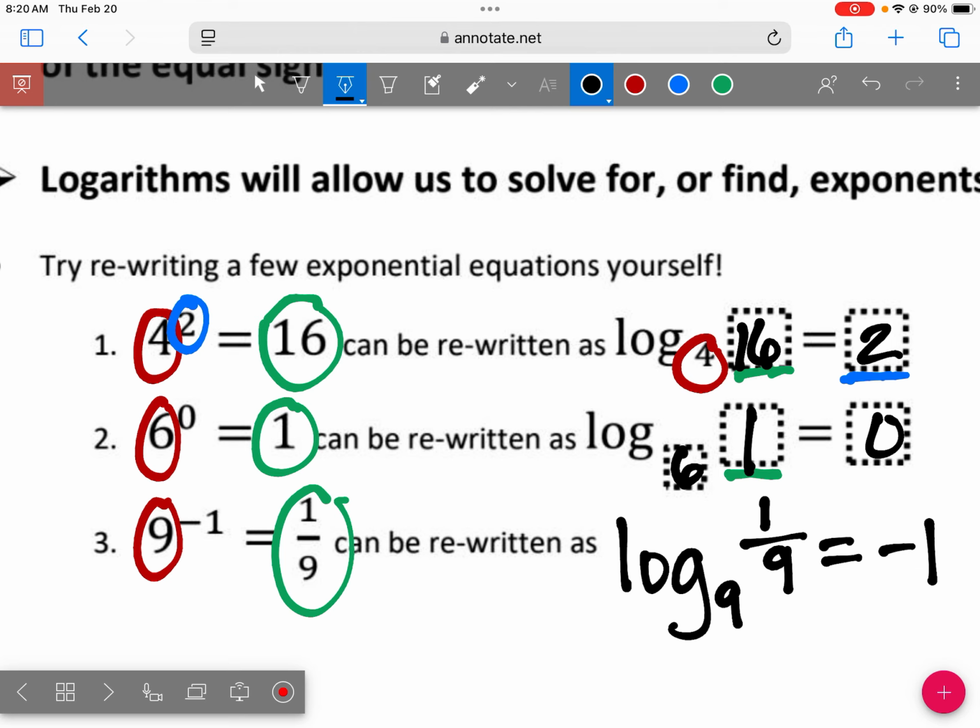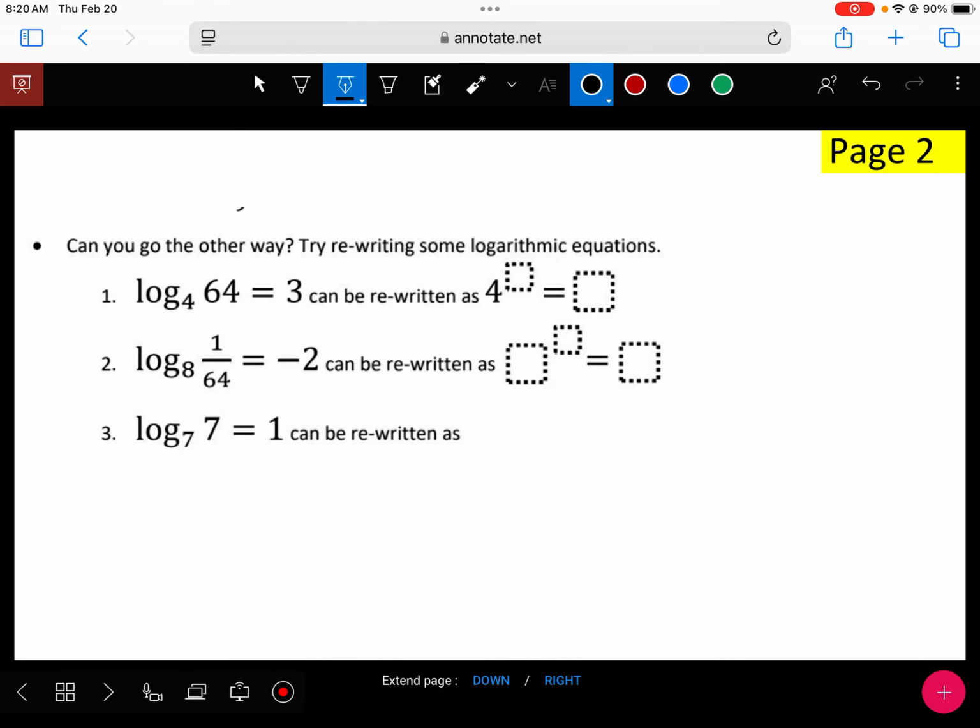All right, so now let's go the other direction. So now it's written as a log, and we need to write it as an exponent. So again, we start with the base, 4. And now if I'm writing an exponent, I go across the equal sign. So that 3 would be my exponent. It equals 64. So log base 4 of 64 equals 3 is the same thing as 4 to the 3rd equals 64.